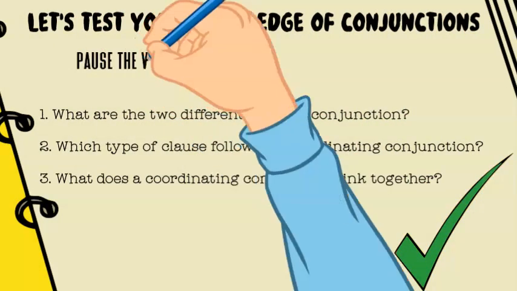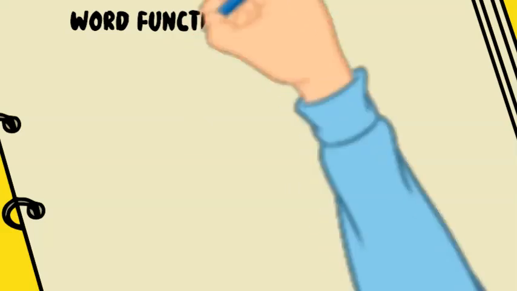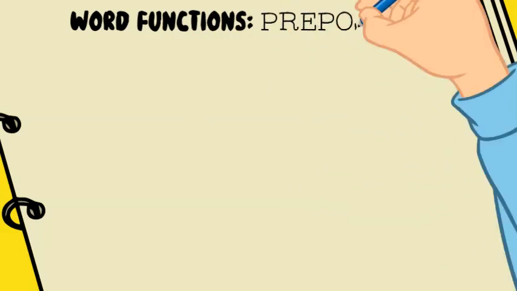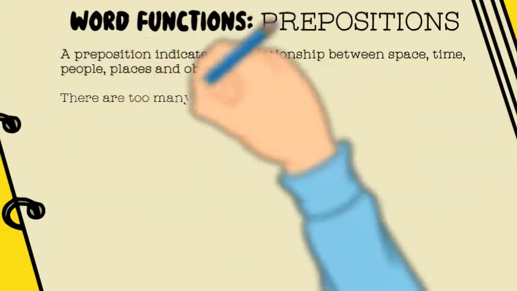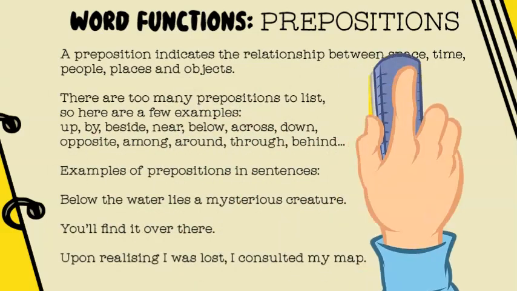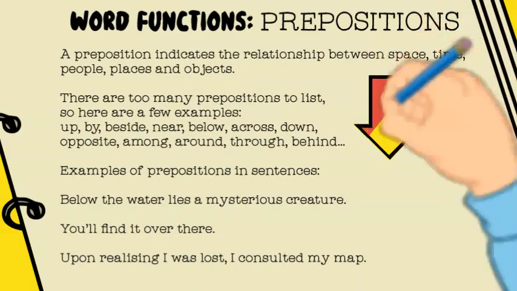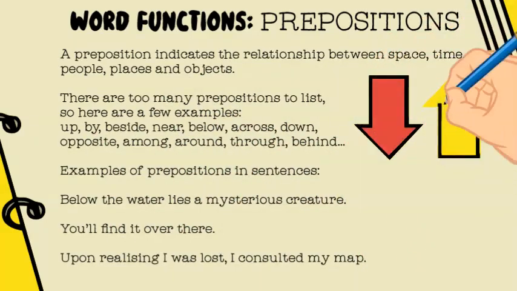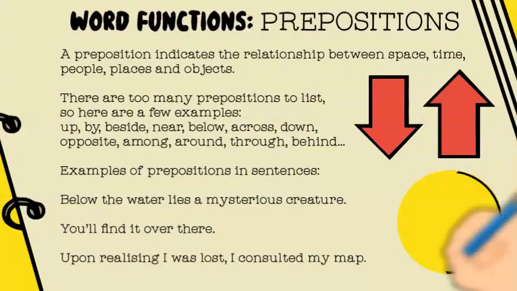The next part of speech we'll look at are prepositions, and a preposition indicates the relationship between space, time, people, places and objects. Far too many for me to list on here, but some examples include up, by, beside, near, below, across, down, opposite, among, around, through and behind.